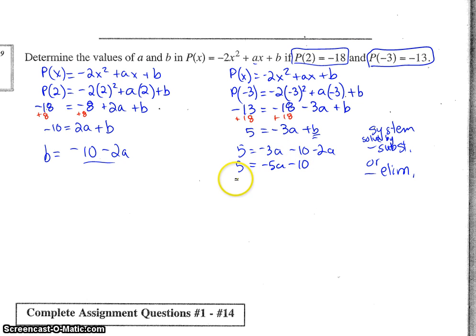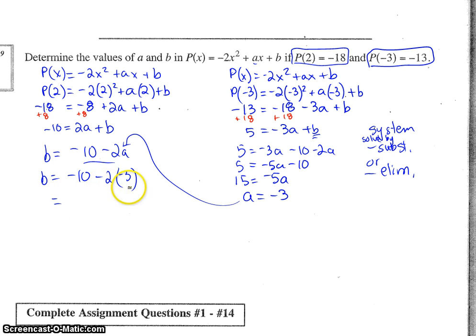So add 10 to both sides, and then divide both sides by negative 5. And we should end up with a is equal to negative 3. Okay, awesome. Now that we have a, we can replace that back into this other equation. So negative 10 minus 2 times a, which is negative 3, and we would have negative 10 plus 6, which is going to be negative 4. And there we go. We found our a and our b values.